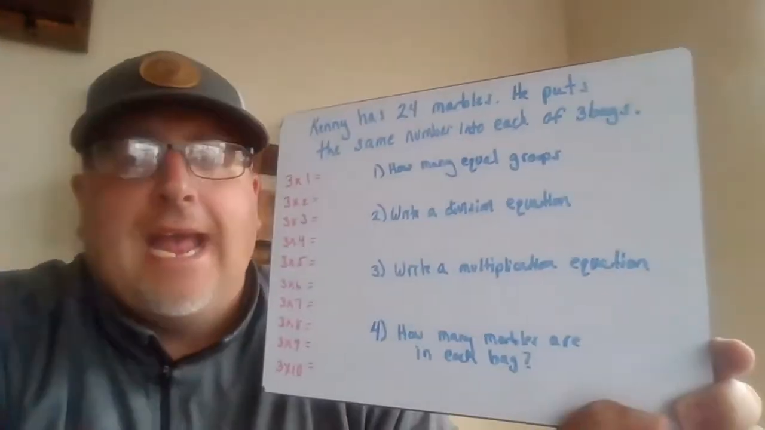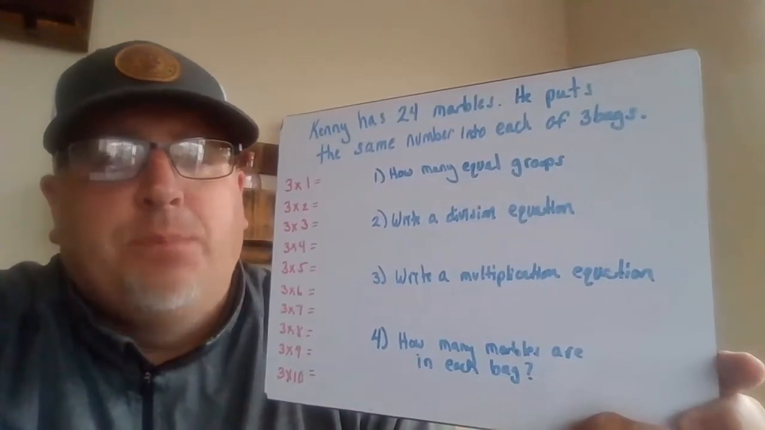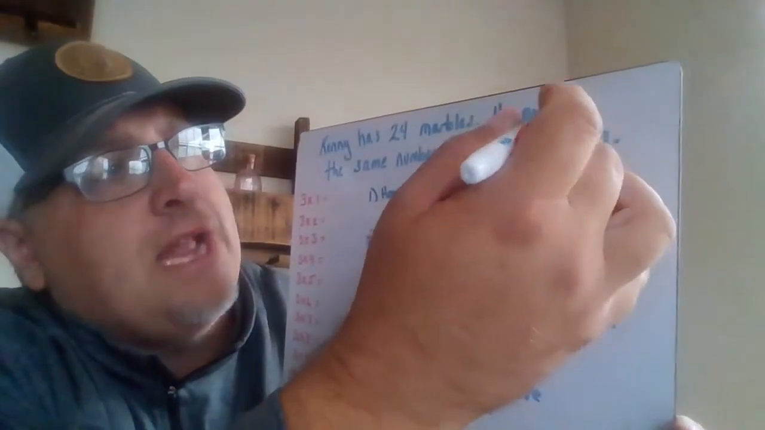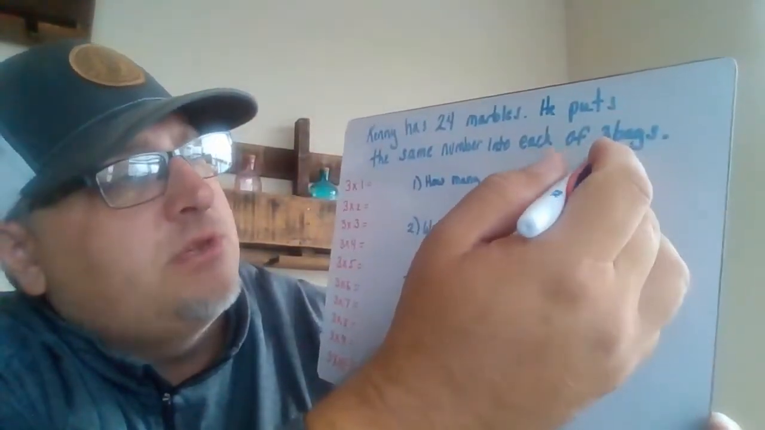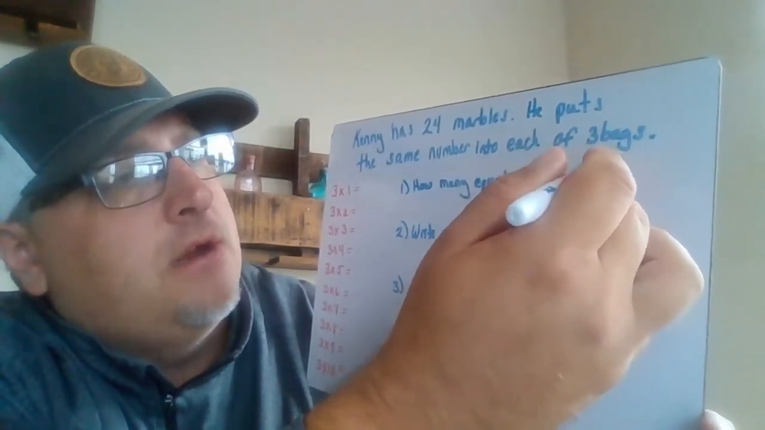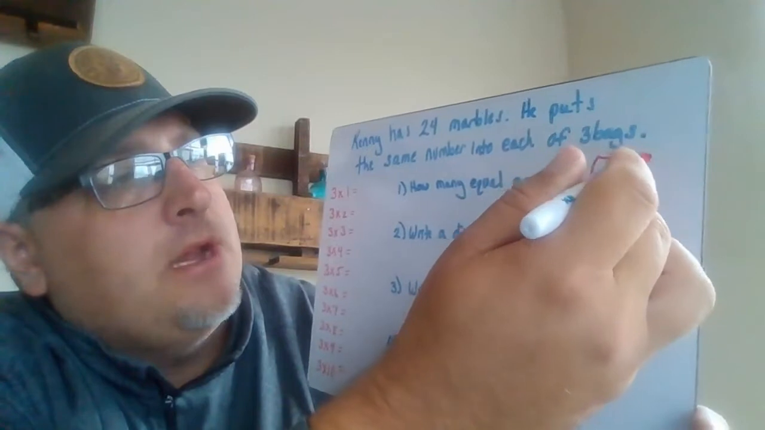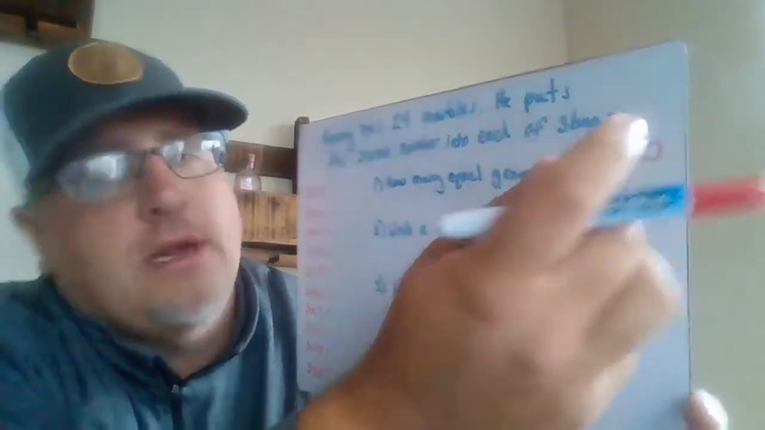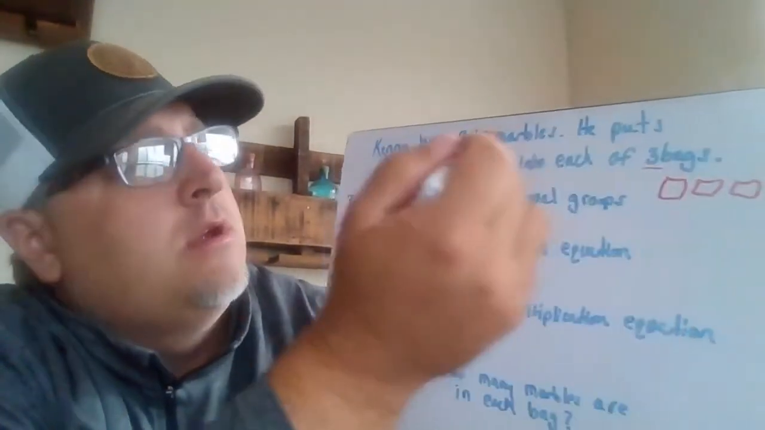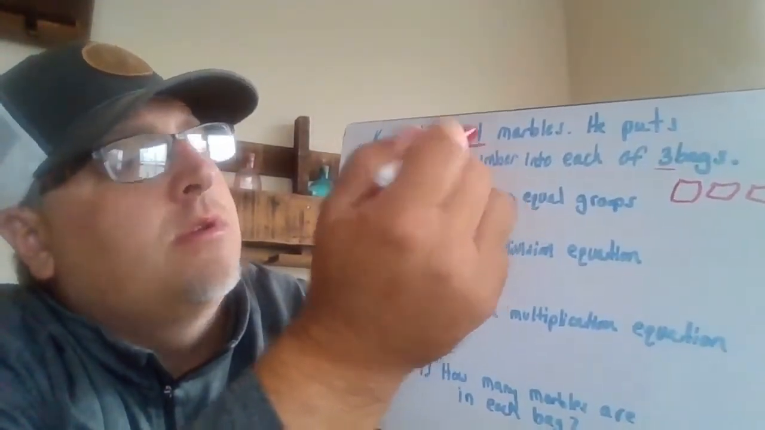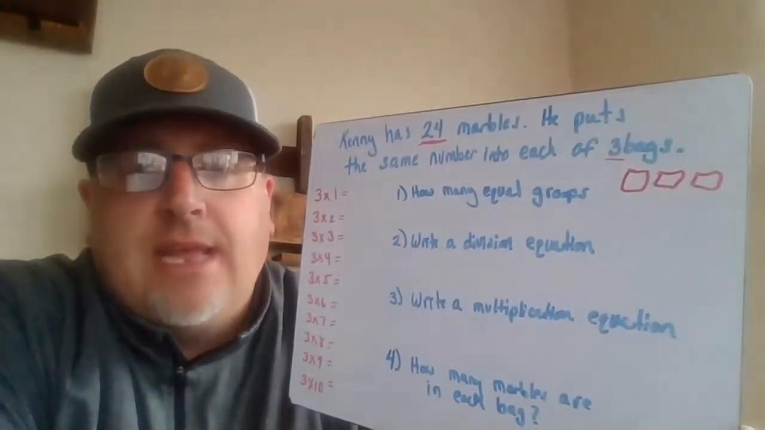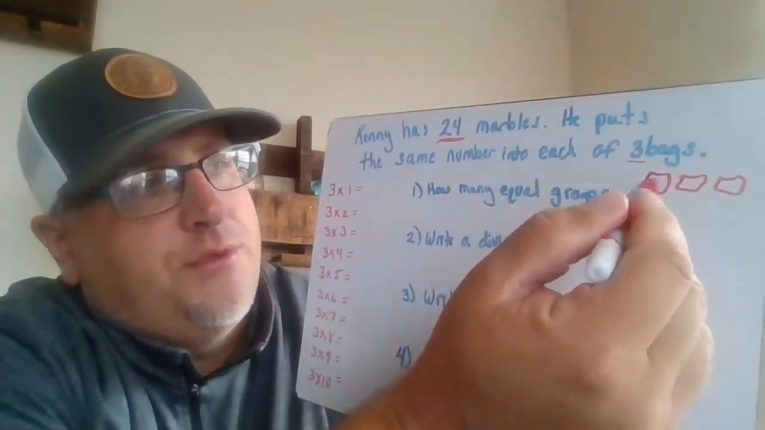So it says Kenny has 24 marbles. He puts the same number into each of 3 bags. All right, so Kenny has, let me see where I can put this right here. I can put a bag right here, a bag right here, and a bag right here, okay? So we know he has 3 bags, and he has 24 marbles. So Kenny has 24 marbles. He puts the same number into each of 3 bags.